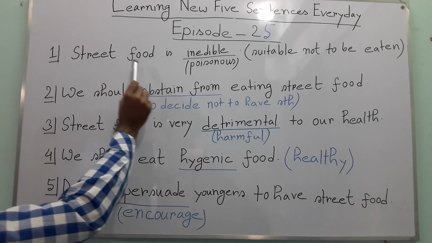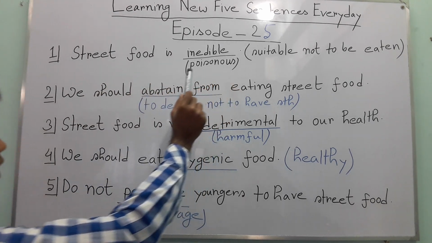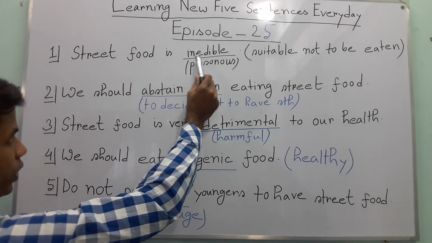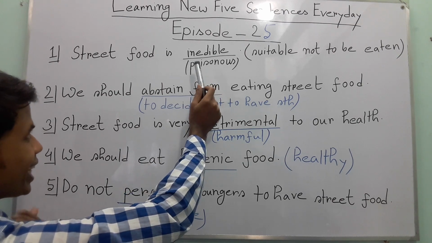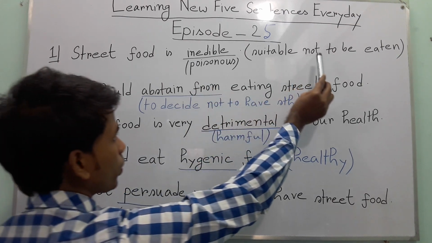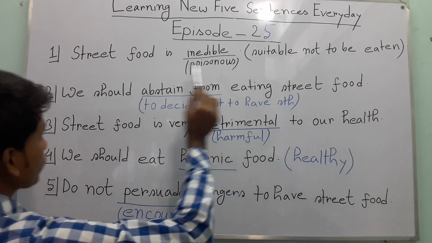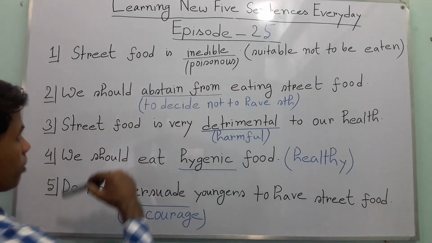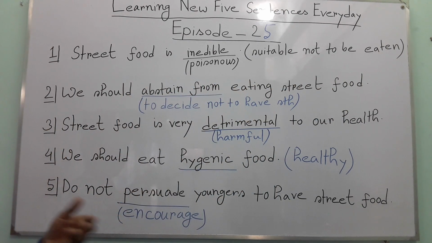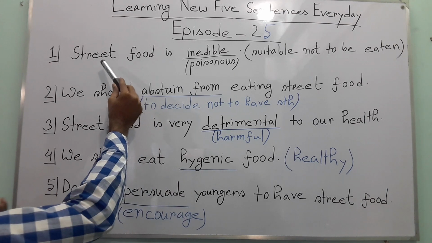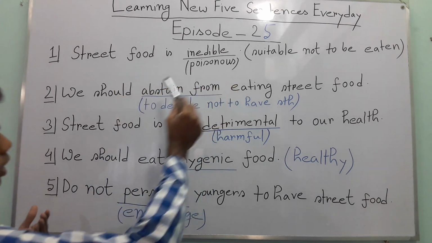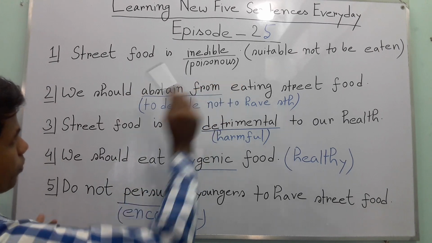The first one is: street food is inedible. You see, inedible. How easy it is to pronounce. Inedible means not suitable to be eaten, or poisonous. So street food is inedible. I can give you one more example: homemade food is edible, but street food is inedible.